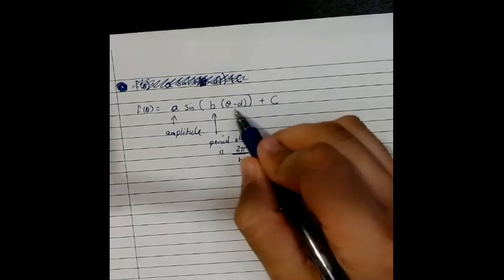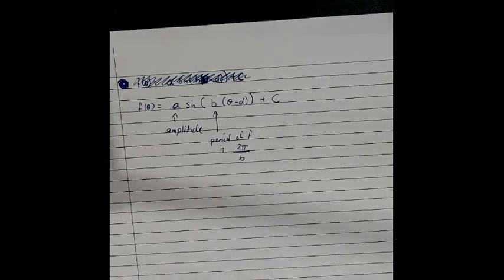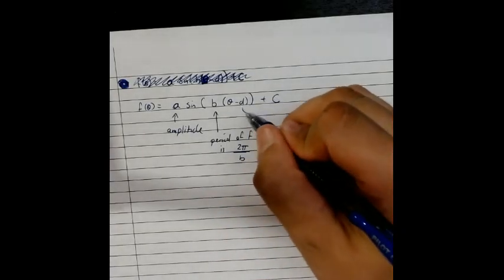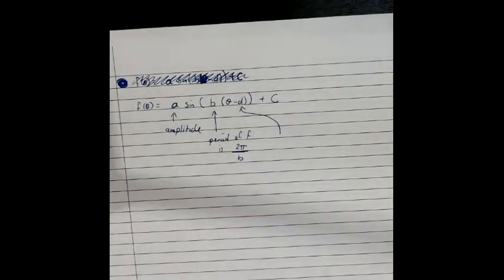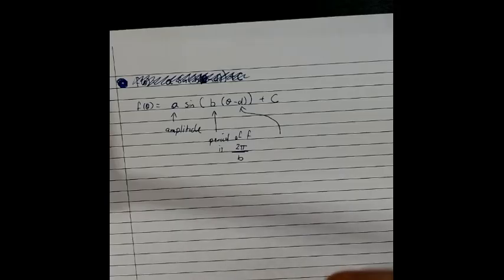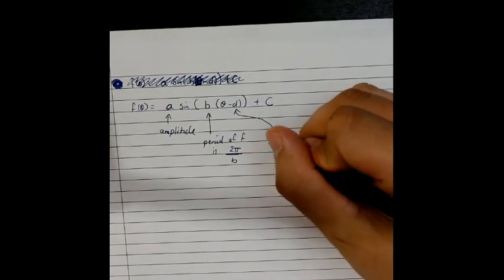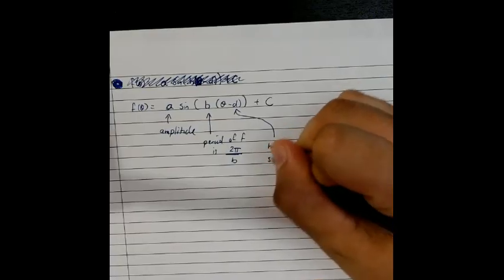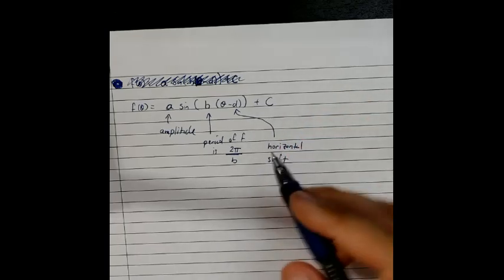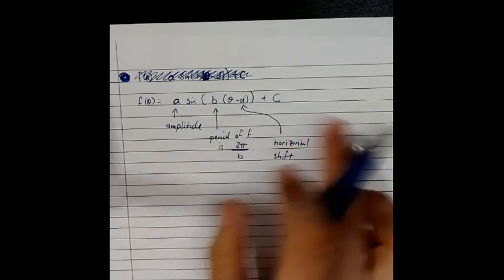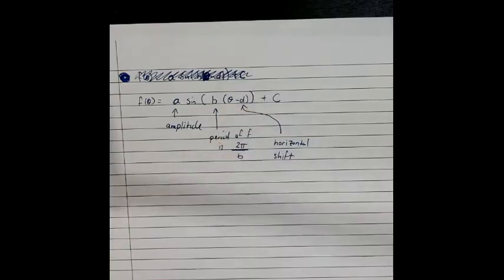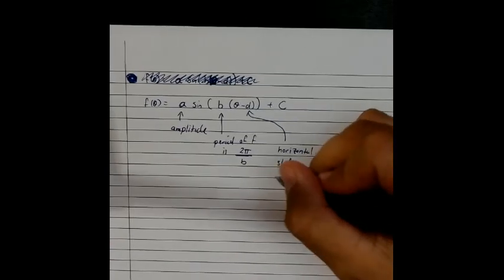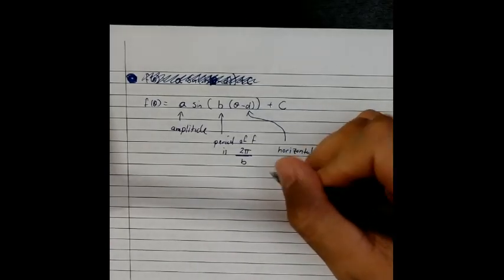These are responsible for translations, in other words, movements left and right and up and down. So here, d is going to cause a horizontal shift. You're going to move things either left or right. Another name for a horizontal shift when you're dealing with periodic functions like sine and cosine is the phase shift.